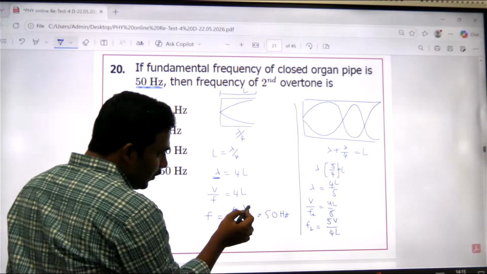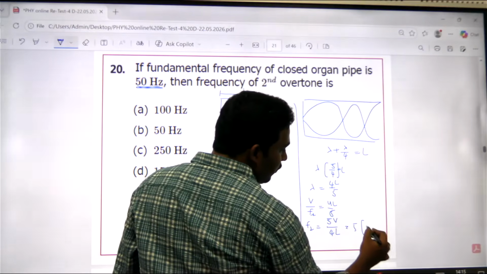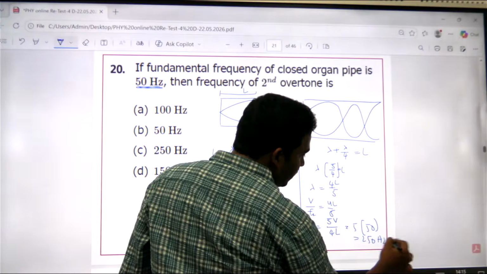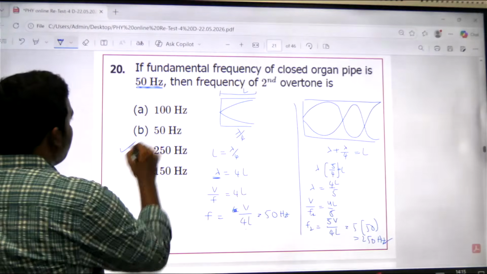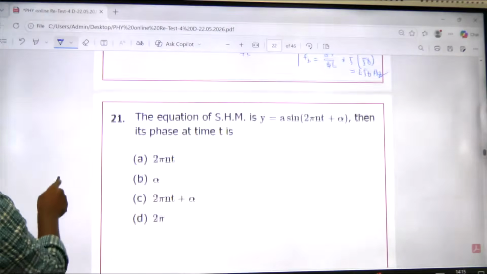But what do we know? We know that v by 4l is 50. So can I simply write it as 5 into 50? What is 5 into 50? 5 into 50 is 250 Hz. It is 250 Hz. Moving to the next question.